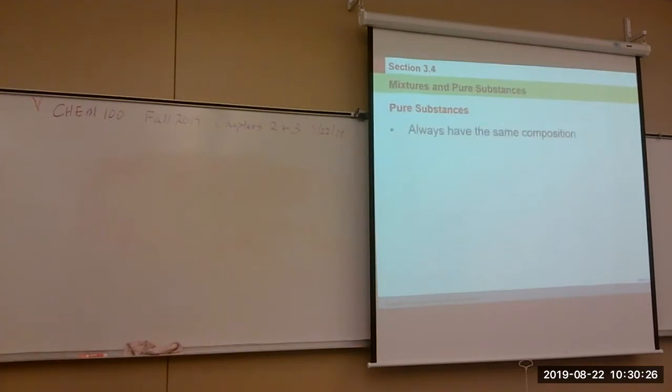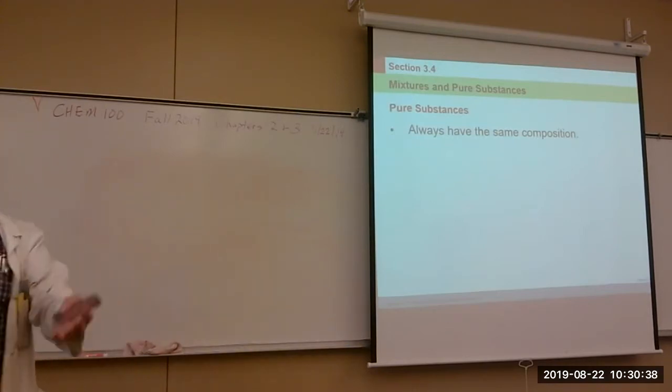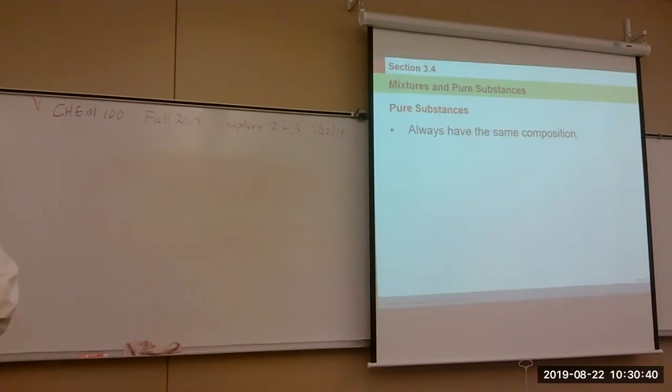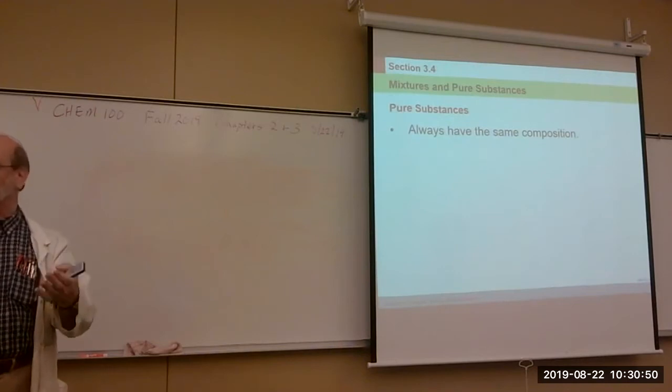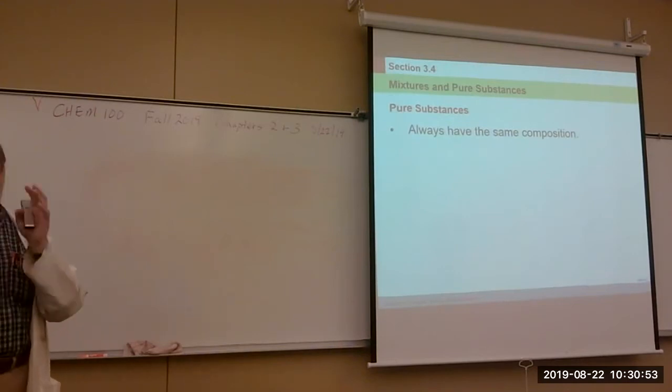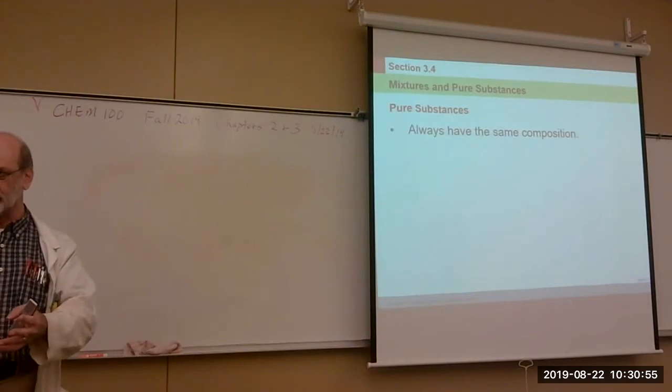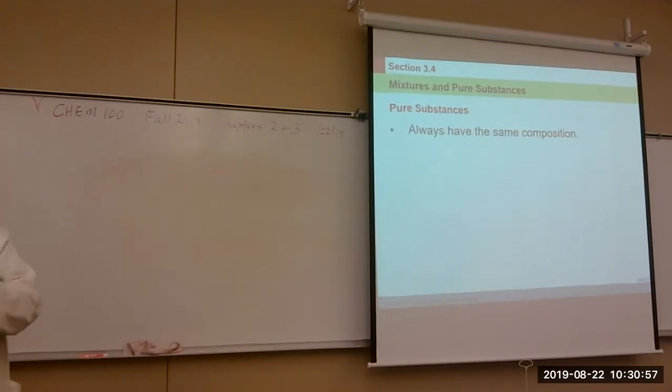A pure substance is something that always has the same composition, no matter where it comes from. But it doesn't have any other substance mixed in with it. For instance, pure water. We distill water several times over and over again. Eventually, you get nothing but water. Nothing else is there, just the water. That's a pure substance, and it's represented by the formula for the compound.